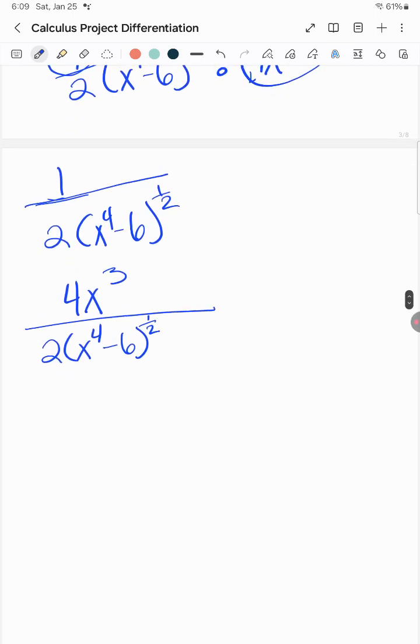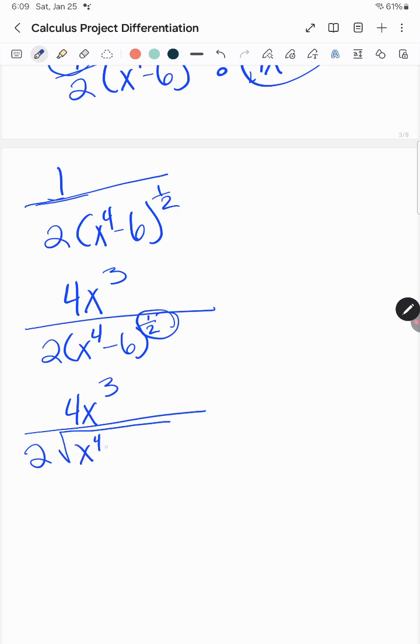We are almost there. This looks pretty good, but we want to convert this back into its root form. So we're going to do that. Now we have 4x raised to the third, and then we have 2 times an exponent of 1/2, which is the same as saying the square root of x raised to the fourth minus 6. So now we have it back in its radical form, which is our final answer.